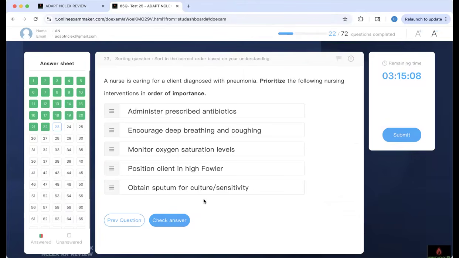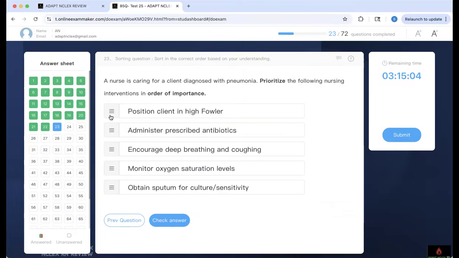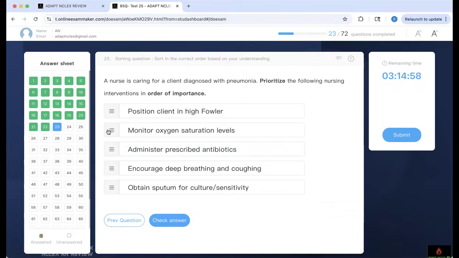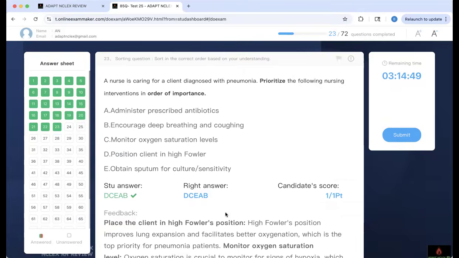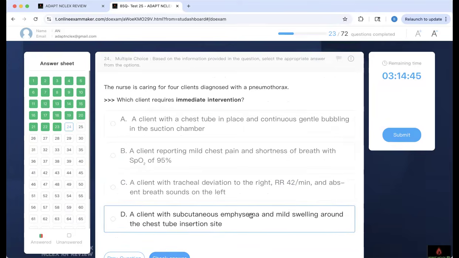You ready? Yes, we got to position them. That's much better. And then we got to monitor the oxygen saturation. We're going to obtain sputum culture. And then we give them antibiotic and encourage deep breathing. This is the way you manage a patient who has what? Pneumonia.